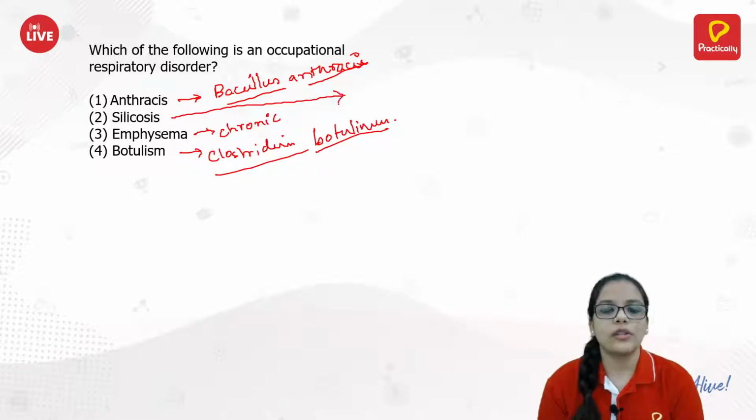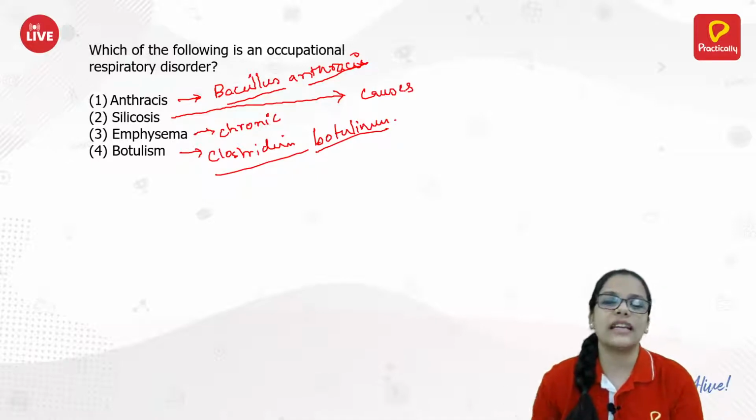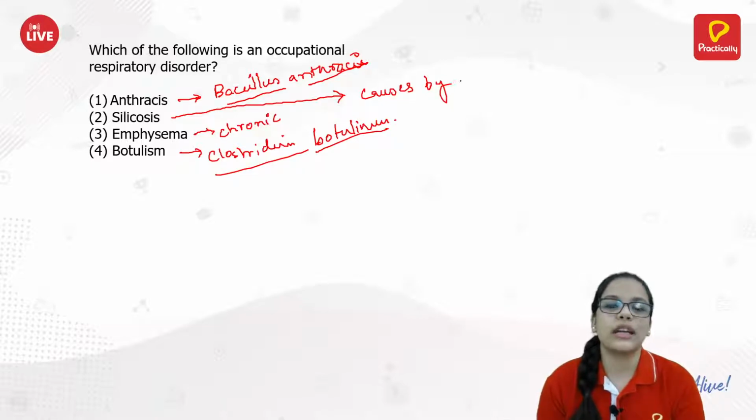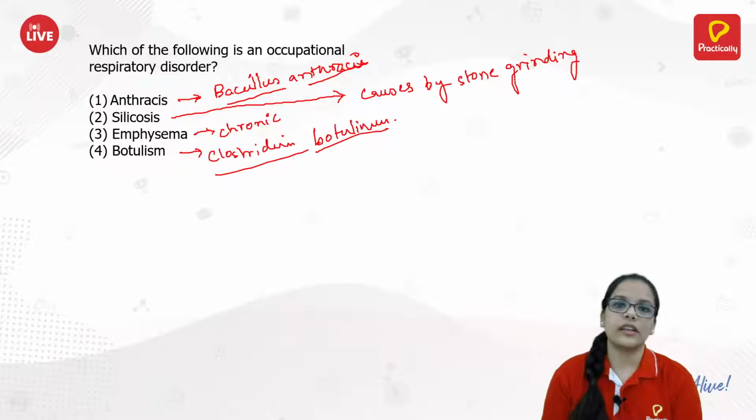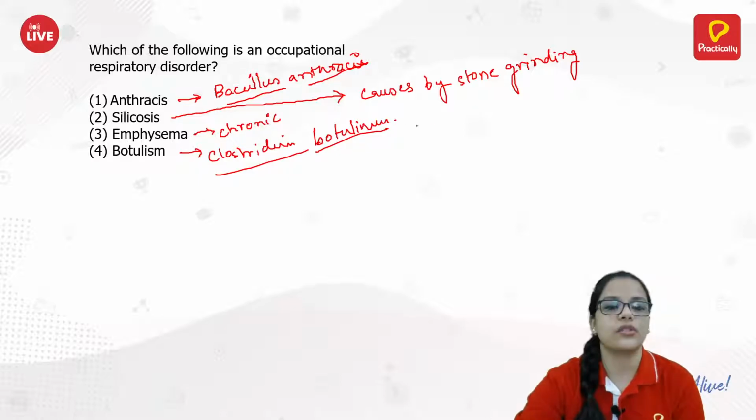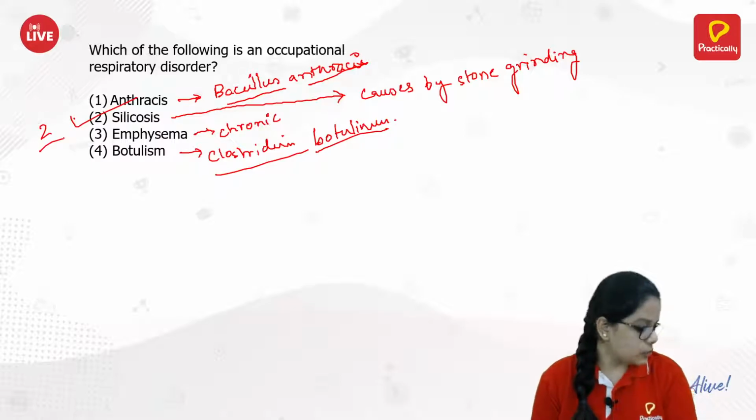Silicosis is caused when people who work in the grinding section, stone grinding, etc., due to this grinding, the people working there tend to inhale a lot of silica. That creates a respiratory problem. That kind of problem is known as silicosis.